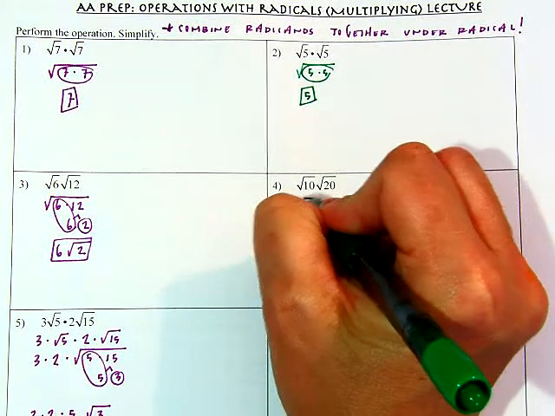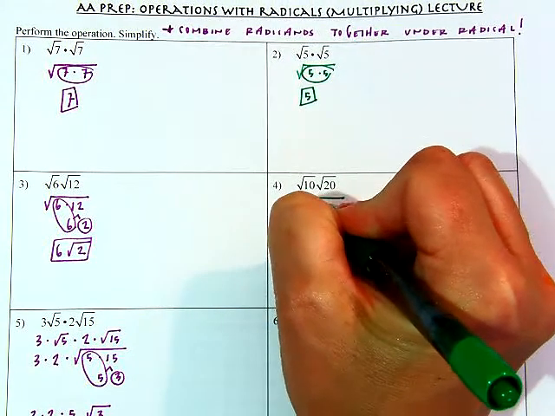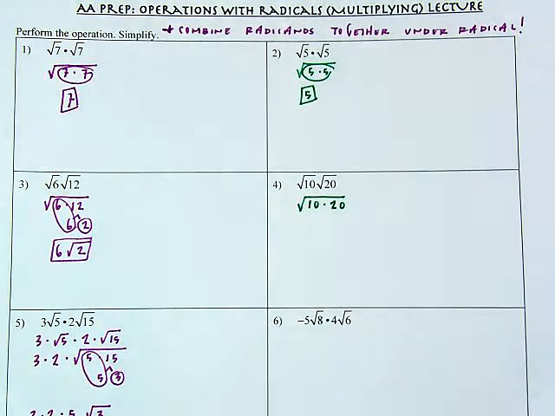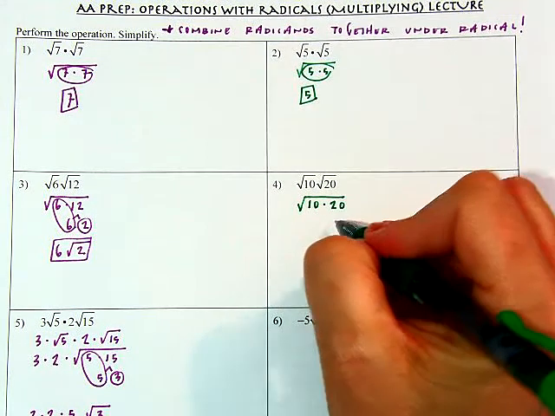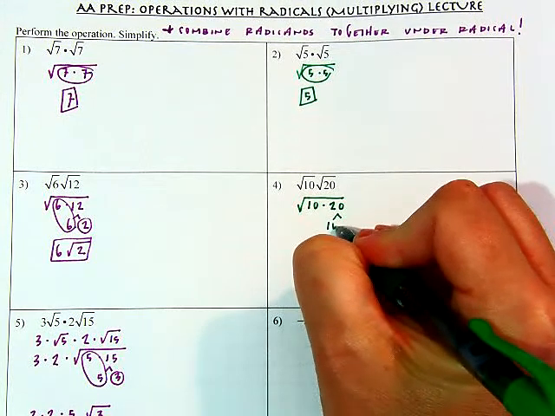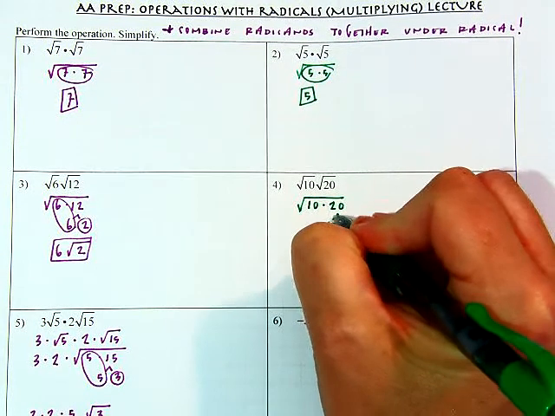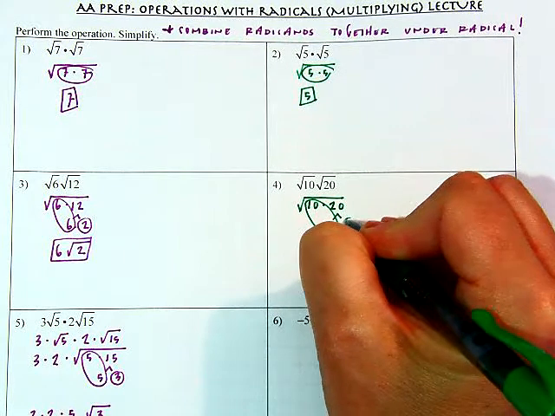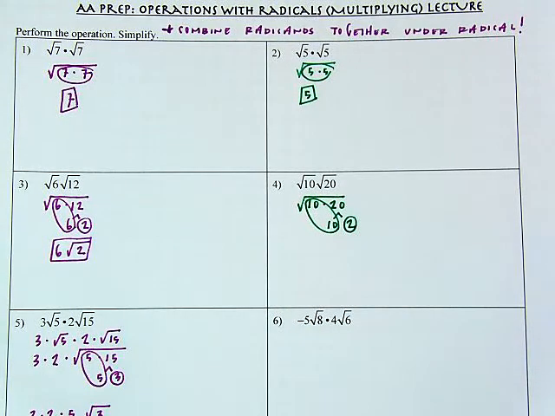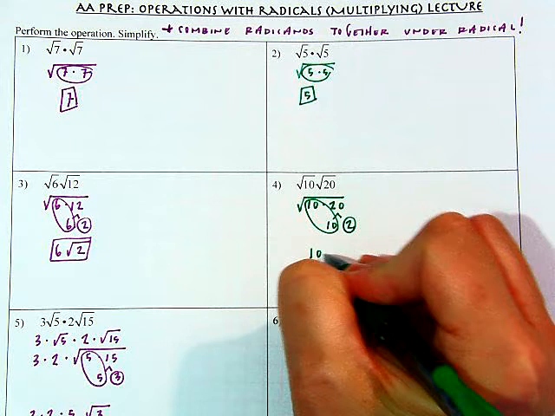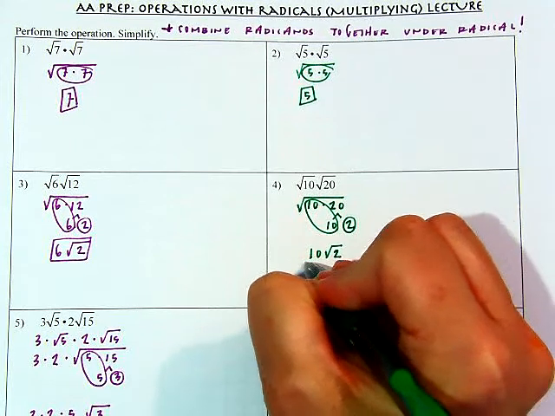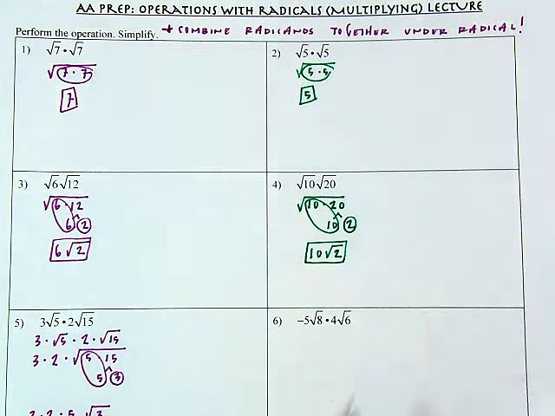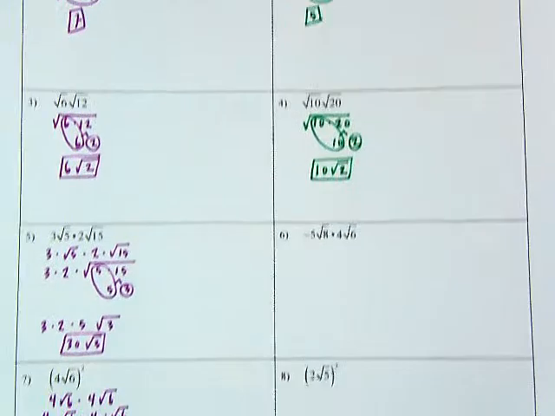So again, I can draw a big radical, put the 10 and the 20 both underneath, just like so. What I can see is that that 20 will give me another 10, because 20 is 10 times 2. So I have a pair of 10s, and I have that 2 that's going to stay behind. So on the outside, I have a 10. Underneath, I have a 2. So 10 square root 2, 10 times the square root of 2.